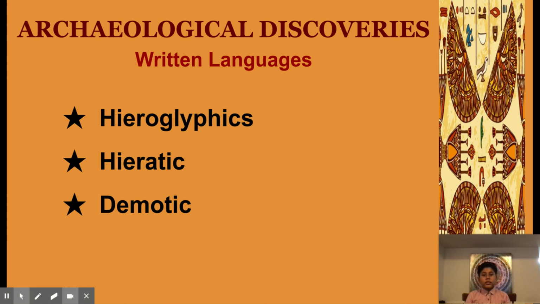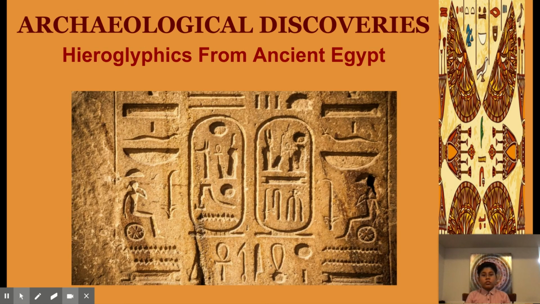Ancient Egyptian is made up of written languages in the form of hieroglyphics, hieratic, and demotic. Hieroglyphics is the oldest of the written languages, consisting of hundreds of pictures. It is said that 26 of these 700 symbols were adopted to create the English alphabet.